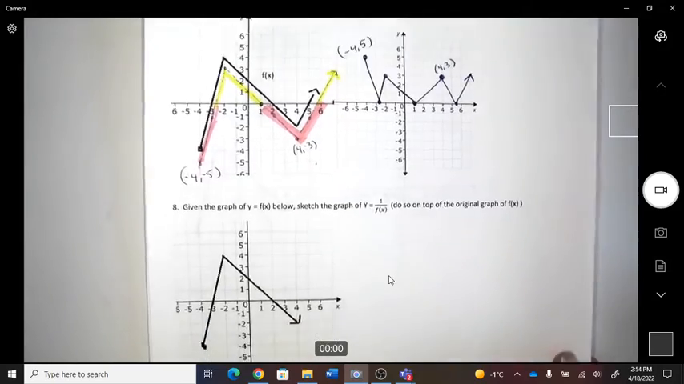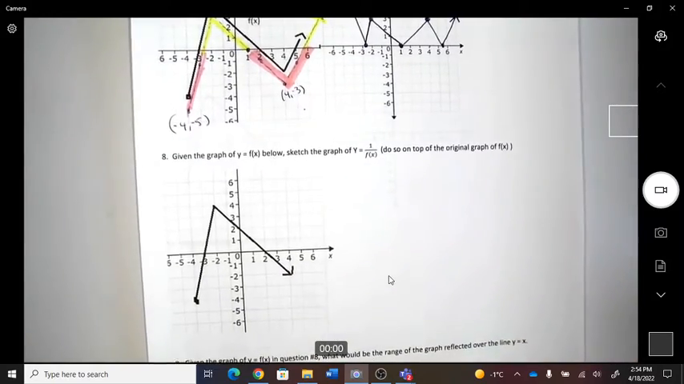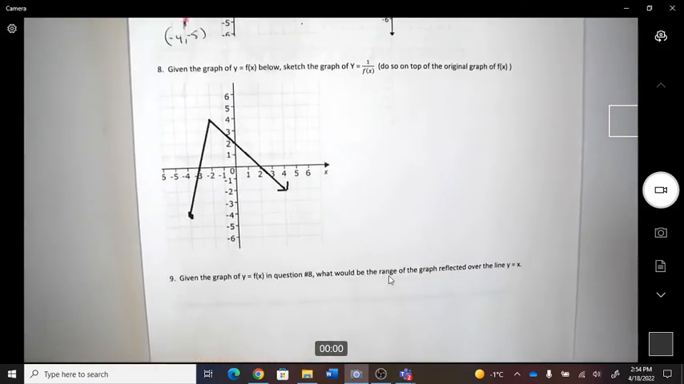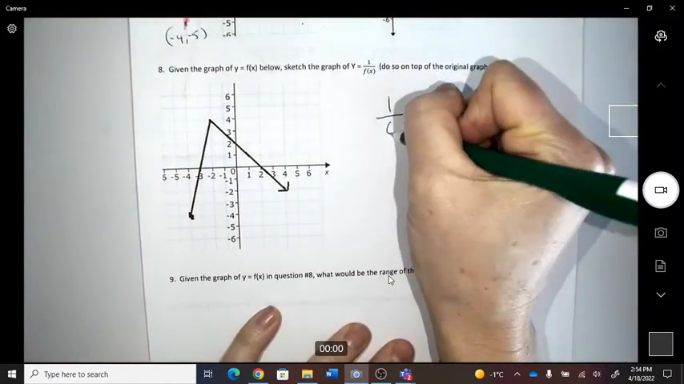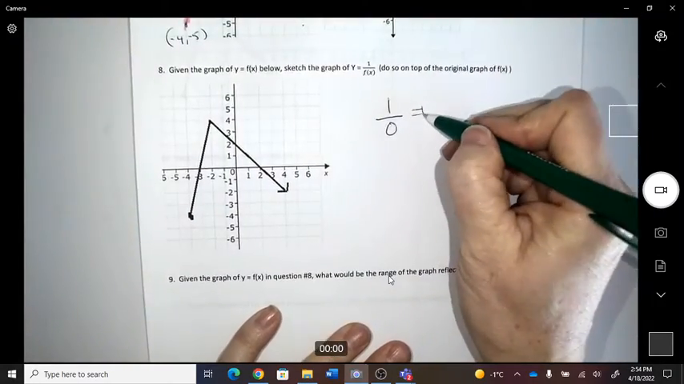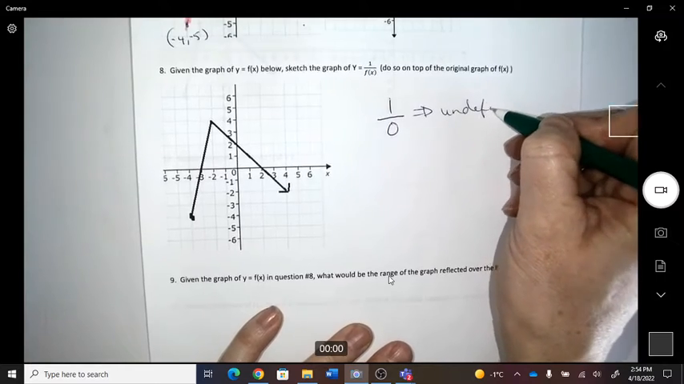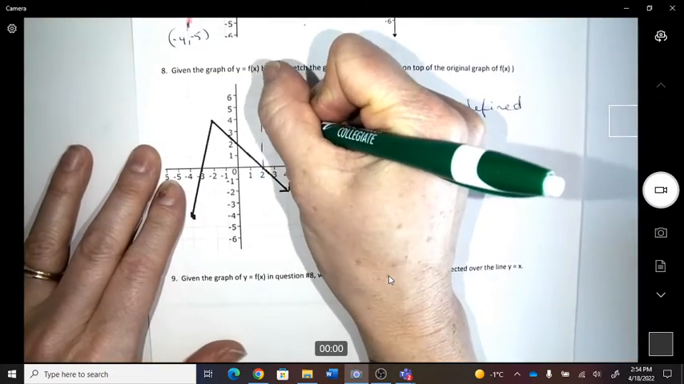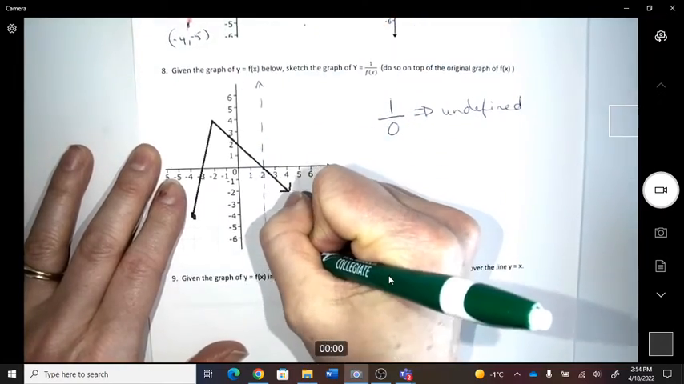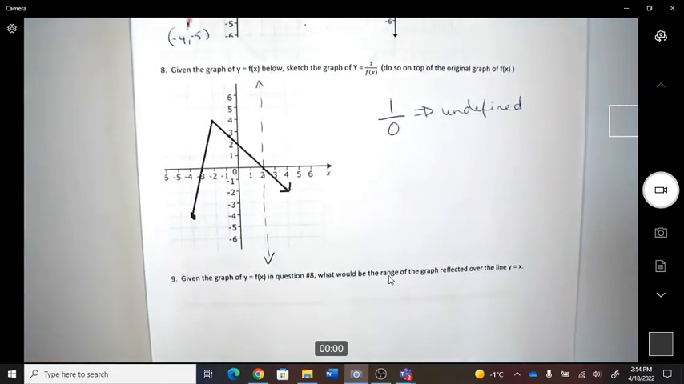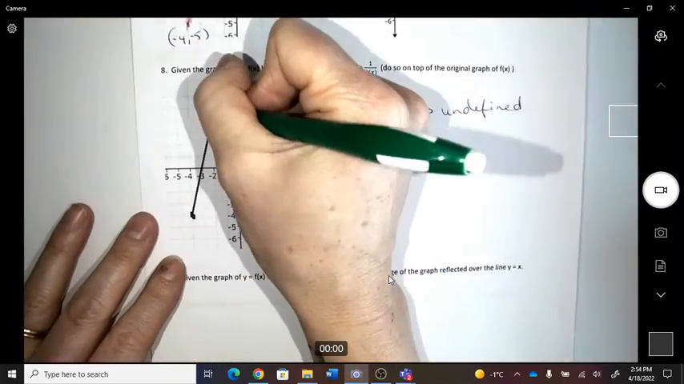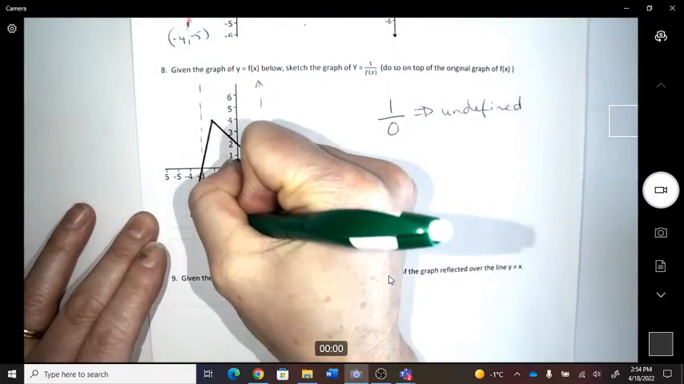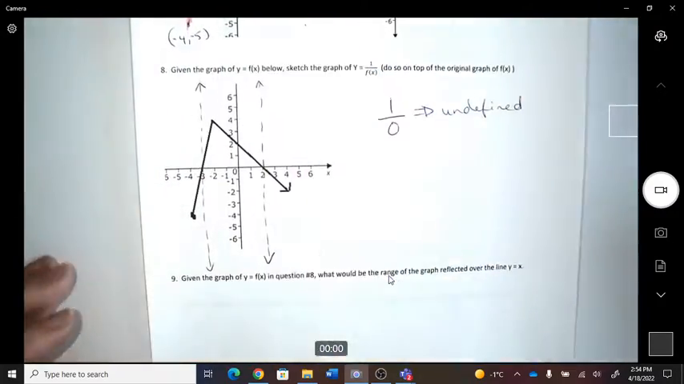Okay, number 8 is the reciprocal. So 1 over. So I kind of break it down. 1 over 0 is undefined. That's the first thing I do. So that is here. The new height is undefined. And here. The new height is undefined.